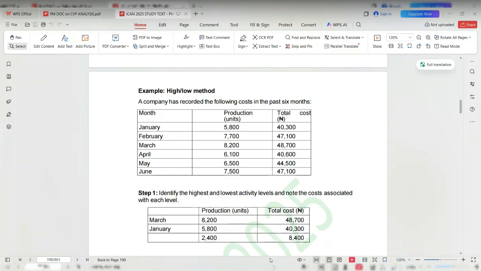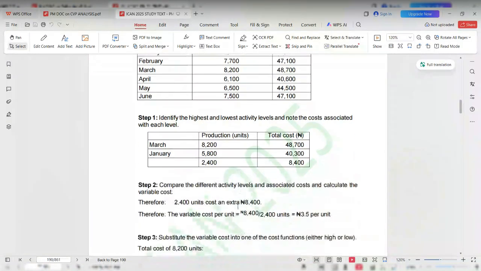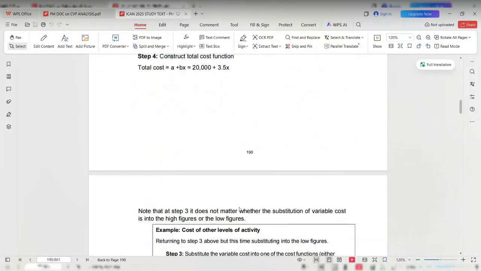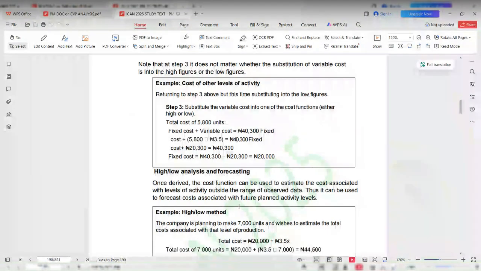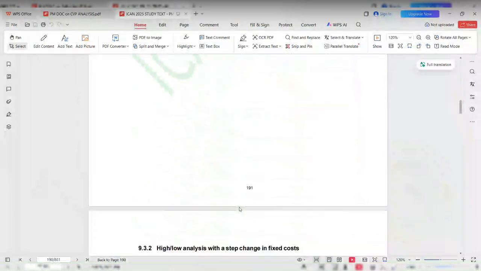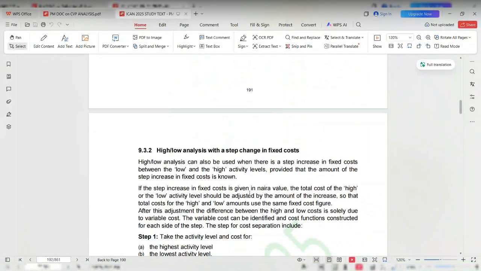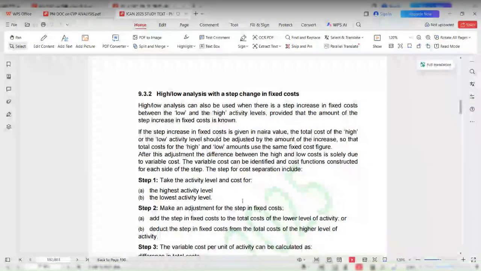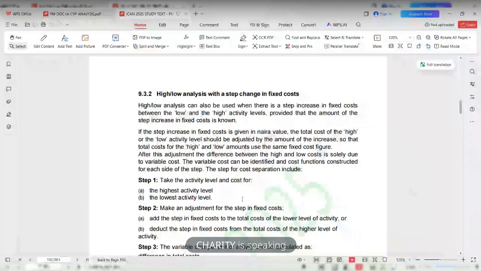So you can see what they've done here. That's what we have explained. You can go through it yourself. You see all this now. You understand now? Are you still with me? We are with you.